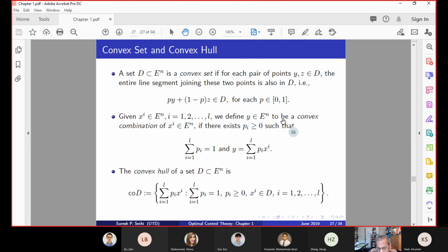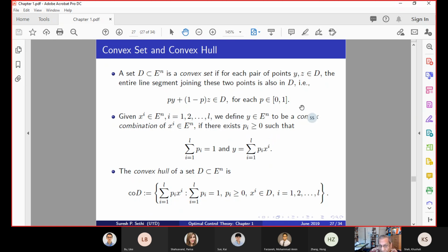If I take a certain number of points, then I take the convex combination of these points. That means there exist pi bigger than or equal to 0, such that the sum of the pi equals 1 and the sum of pi xi equals y, then that y is called the convex combination. So basically the convex combination is a combination of these points. And if I take all of these combinations together, then that is called a convex hull.